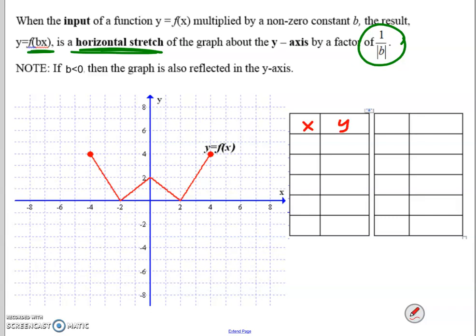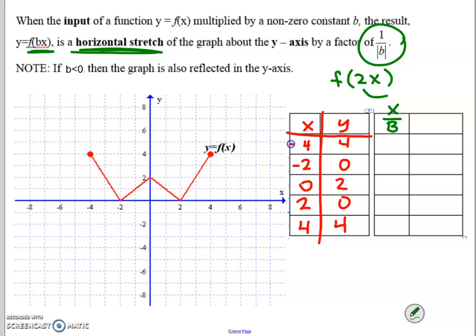If we make our original table of values, we plug in -4 with +4, -2 is with 0, 0 is with 2, 2 is with 0, and 4 is with +4. So we make our original table of values. Now, again, I'm going to switch colors. Our x values are actually going to be divided by the b term. So for this one, it's f of 2x. So the b value is 2. So I'm actually going to divide all my x's by 2.